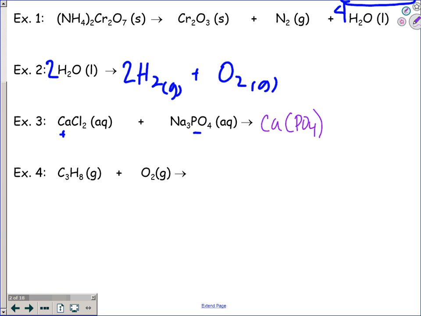PO4, what am I missing? 3 and 2. Okay, so calcium phosphate and what else? Sodium chloride, and that's a 1 and a 1. We're good. Balance that up.